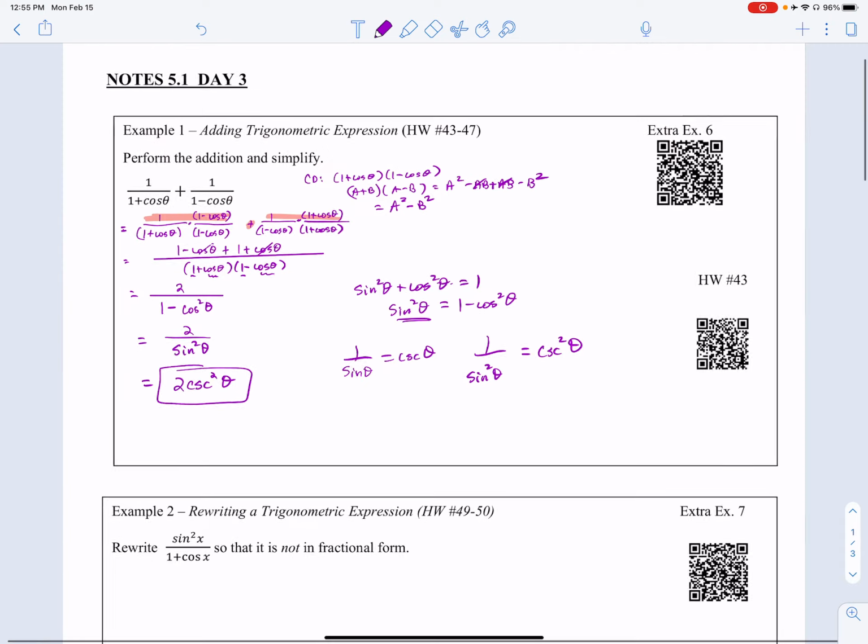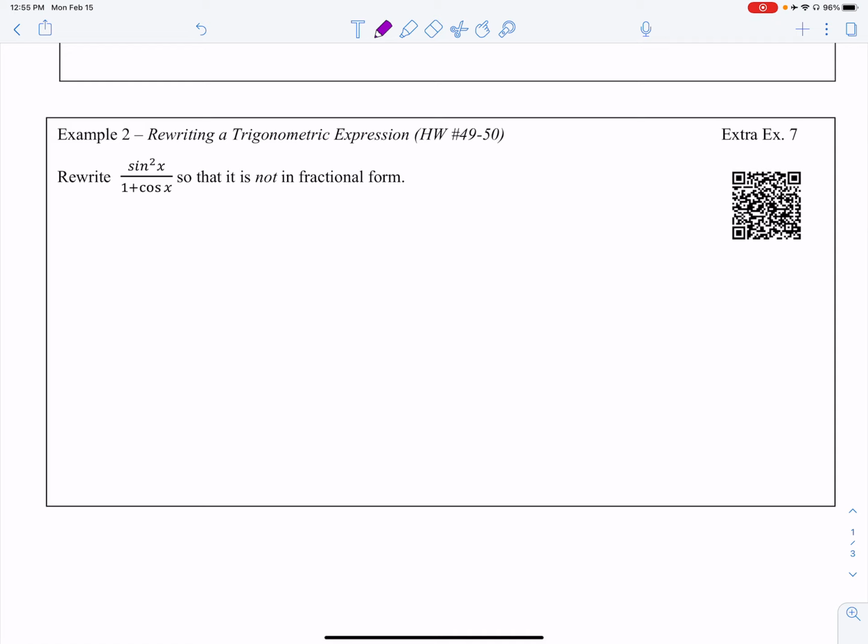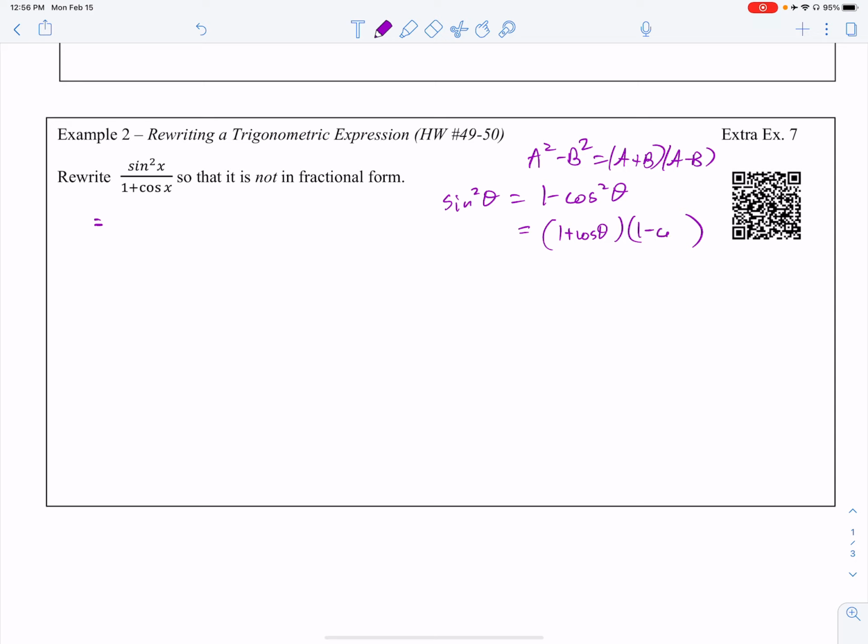All right, example 2. Rewriting it, and we don't want this in fraction form. And so I'm going to start with that, and on the next line write an equal. Well, I know that sine squared, as we saw in the last example, is 1 minus cosine squared theta. And 1 minus cosine squared can factor, it's that a squared minus b squared that factors a plus b times a minus b. So 1 minus cosine squared factors into 1 plus cosine theta times 1 minus cosine theta. So that's where we're going with this.